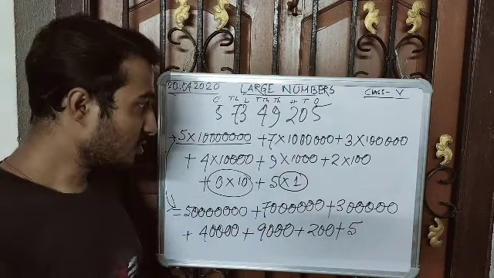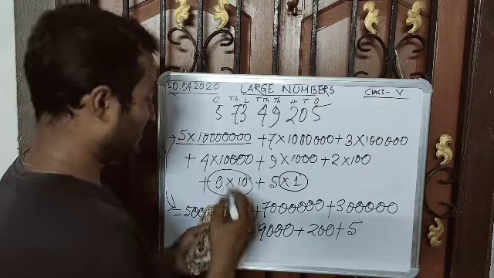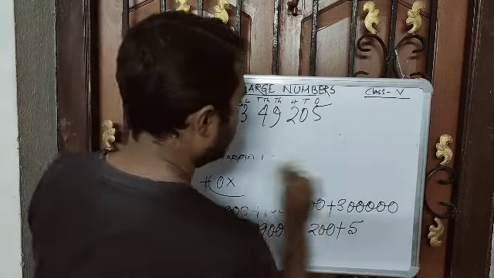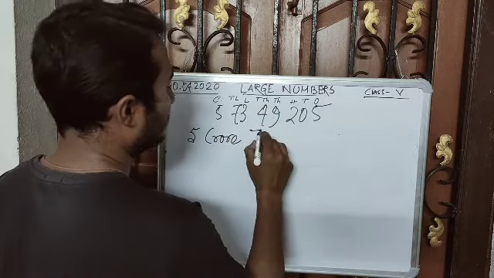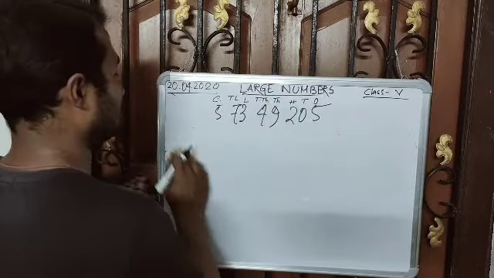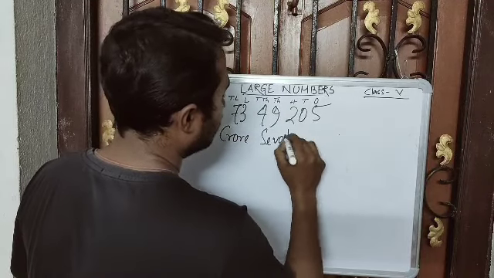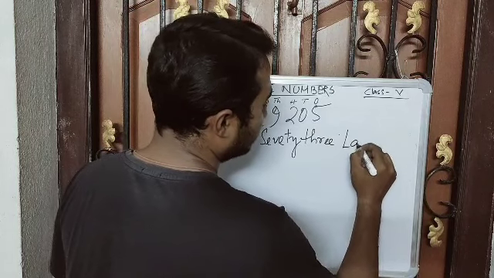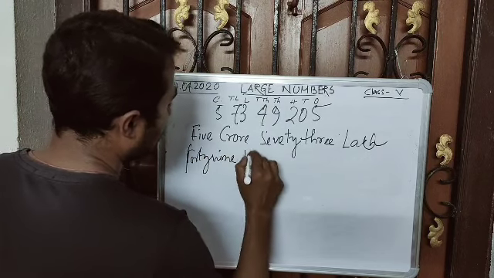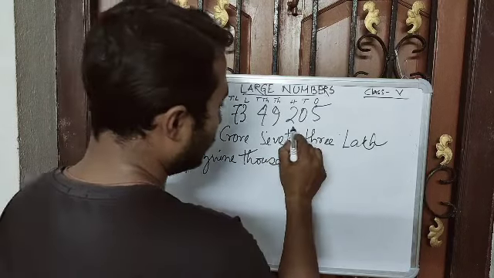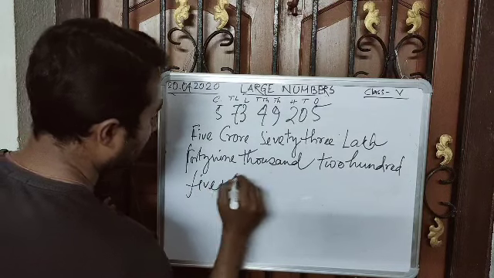So similarly, you can write the word form also. The word form is very easy. I have repeated many times, that is 5 crore. So let me write it here for you. So 5 crore, 73 lakh, 49,000, 205. Okay, so this is the word form.